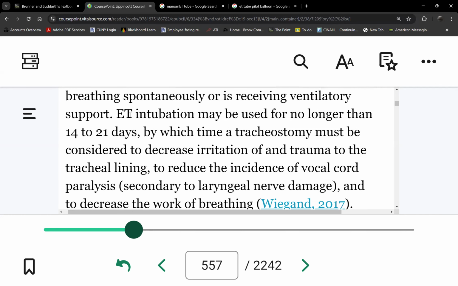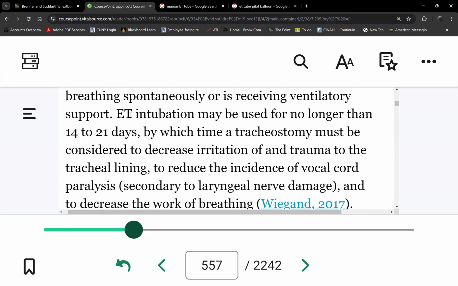If the patient stays on the ET tube for longer than 14 to 21 days, now this author says 14 to 21 days. In practice, it's actually 2 weeks, 14 days. We don't go more than 2 weeks because that's really harmful. So if the patient has been on an ET tube for 2 weeks, we switch to a trach the following day. That facilitates a few things.